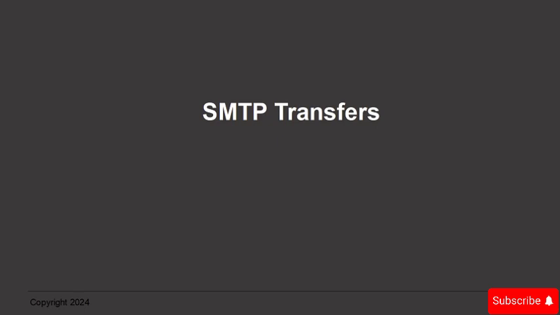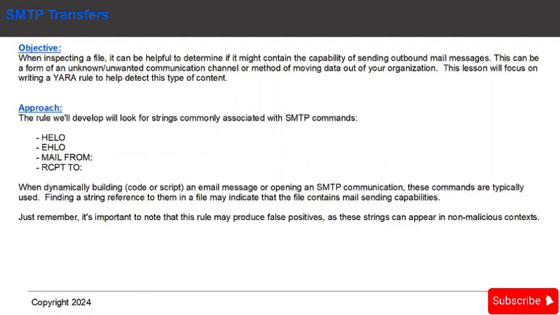Sending messages on the internet relies upon a protocol called SMTP, the Simple Mail Transfer Protocol. When you're inspecting a file in your environment, it might be helpful to find out if it contains the capability of sending outbound mail messages. There are a number of different ways to do this. In this lesson, we're going to look at some of the raw SMTP commands that can be issued.